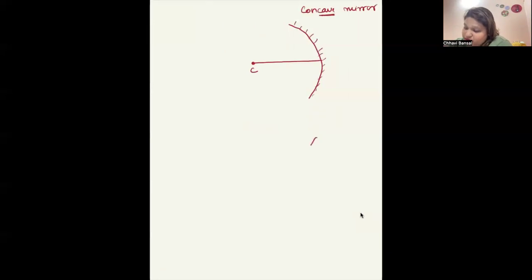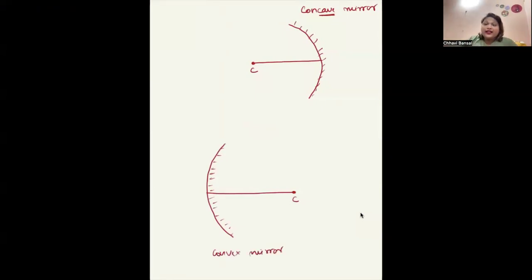In the convex mirror, sorry, this is the convex mirror. This is the polished side. And obviously this will be the center of curvature, C. Fine. Let me draw it straight. This is the center of curvature. This is the concave mirror. This is the convex mirror.